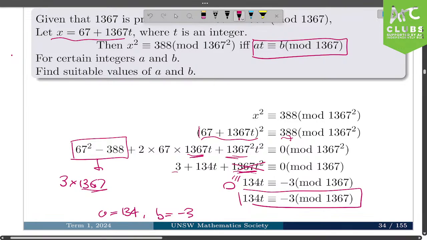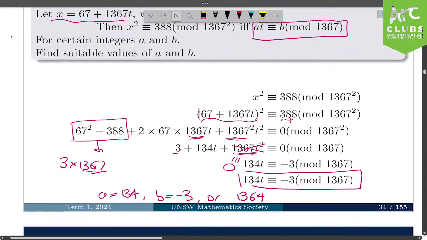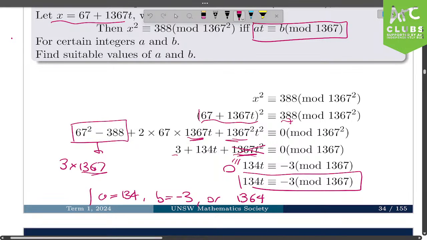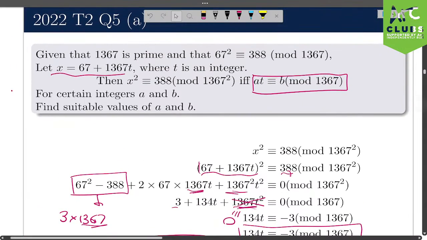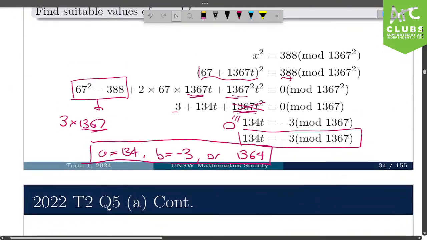Or if you like positive numbers, you can make your B equal to 1364. So B is minus 3 or 1364 if you don't like negative numbers. So this is the answer for this first part of this question.